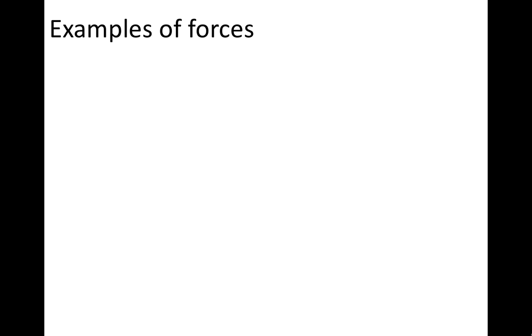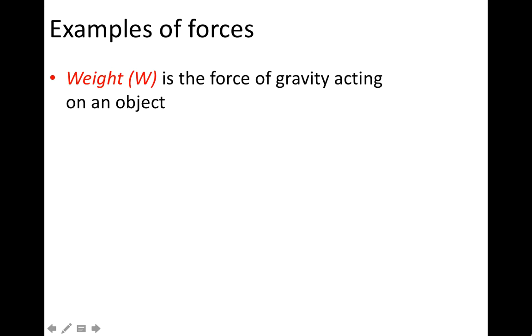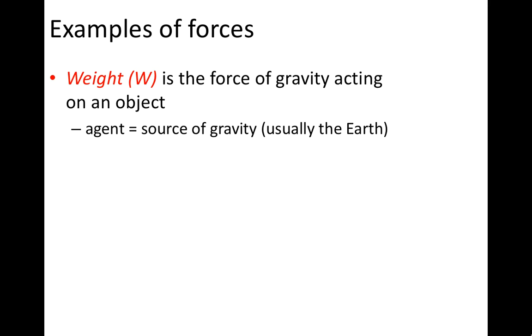Over the next few slides, I'm going to provide you some examples of forces that you're likely to see in problems throughout the year. The most common force that we're likely to see is weight. Weight is the force of gravity acting on an object. The thing that exerts that force, the agent, is whatever source of gravity that your object is closest to. Usually the source of gravity for most problems is going to be the Earth. It could be the moon if you're near the moon, but whatever source of gravity the object is near is the agent that is exerting the weight force on your object.